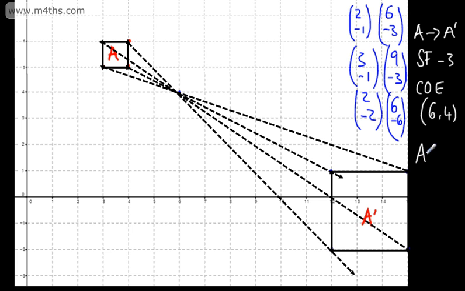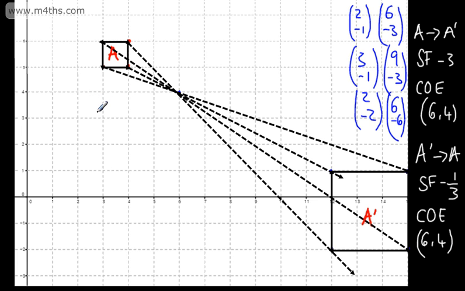So if we wanted, of course, to go from A dash to A, the scale factor is going to be negative 1/3. And again, centre of enlargement will be 6, 4. So that is done, all sorted. So that is applying an enlargement. So we've been asked to apply them.